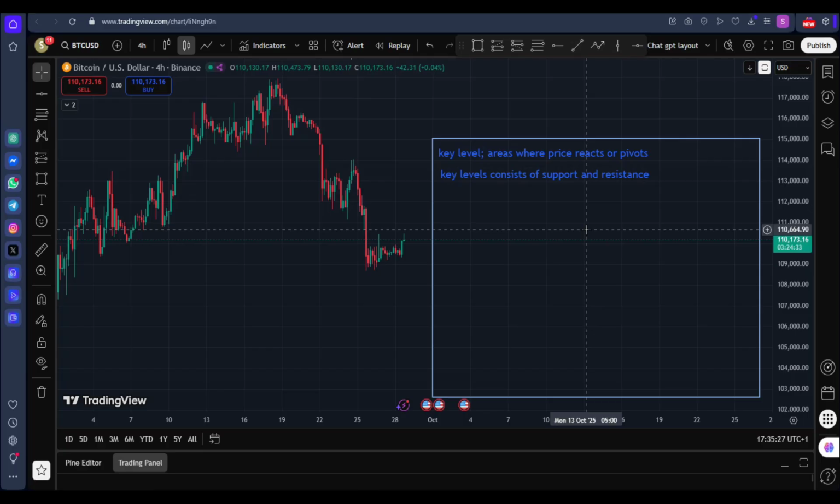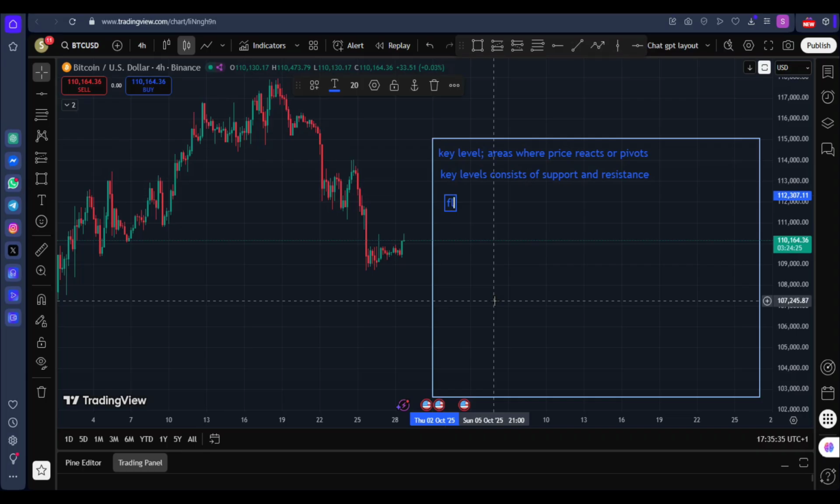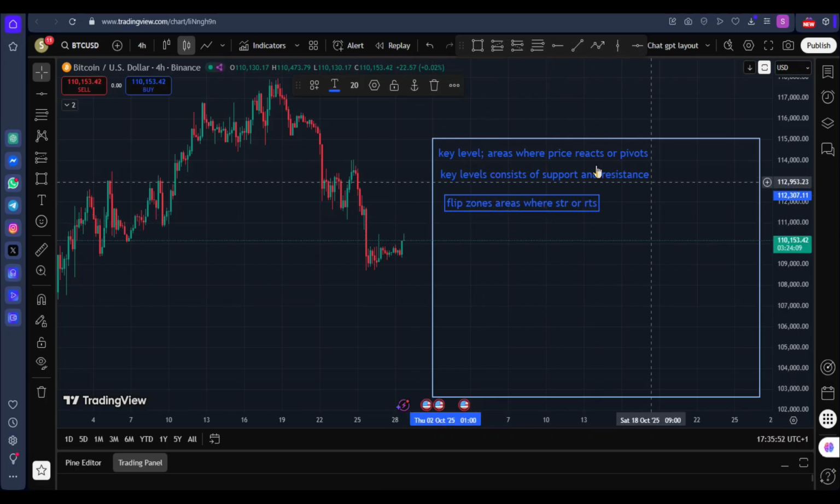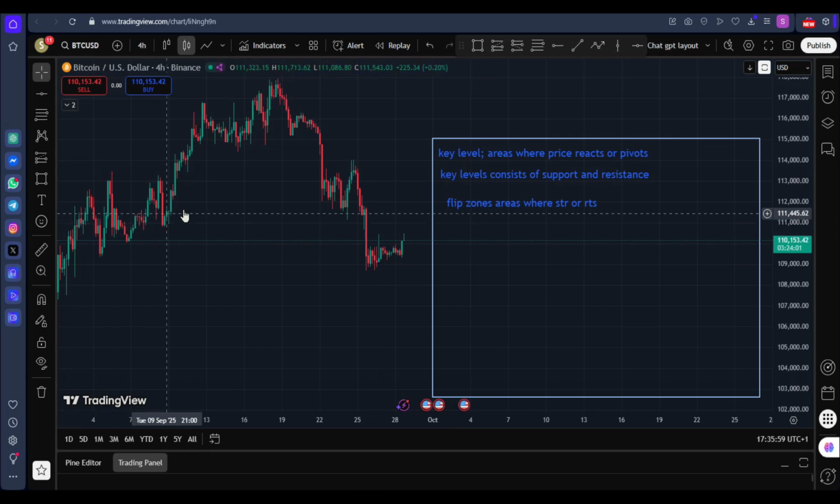Now there's actually one more type of key level, which consists of the two types of key level, and we call that a flip zone. Flip zones are areas where support turns to resistance or resistance turns to support. That's STR or RTS for short. Support turns resistance or resistance turns support.